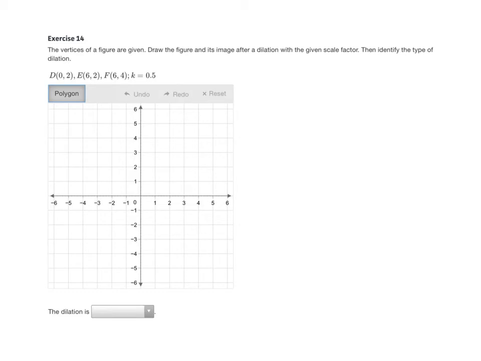I've got 0, 2. I've got 6, 2. And I've got 6, 4. Another right triangle. Looks like that. Okay. This time we're going to multiply by a scale factor of 1/2, which means we're going to take half of everything. So our first location, this is D.